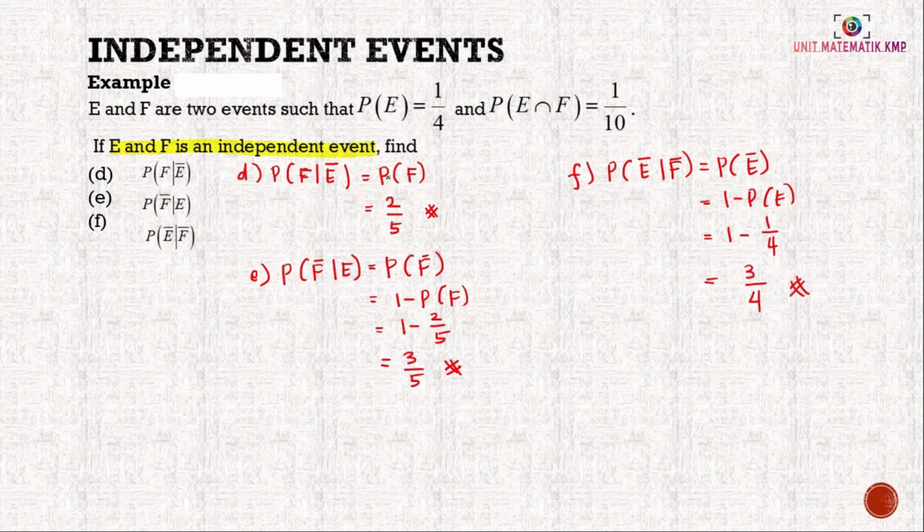Okay, so remember kita cuma boleh guna this formula bila soalan sebut dia independent. Kalau tak, awak kena guna conditional probability formula.